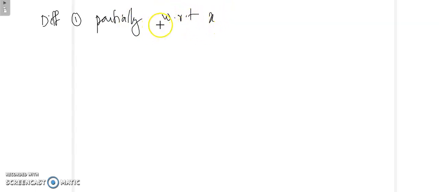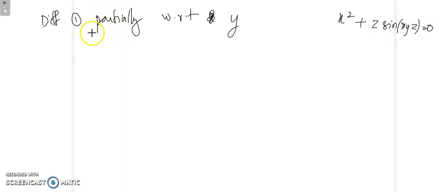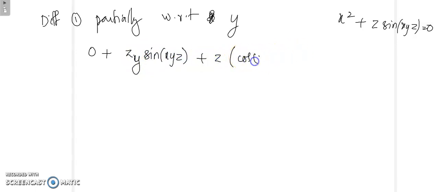So when we differentiate with respect to y, our function is x square plus z sin xyz equal to 0. When you differentiate partially with respect to y, the first term's derivative is 0. The second term is zy into sin xyz plus z into the derivative of sin, cos xyz, into the derivative of xyz. Here x is constant, and y and z vary, so we get y zy plus z x equal to 0.